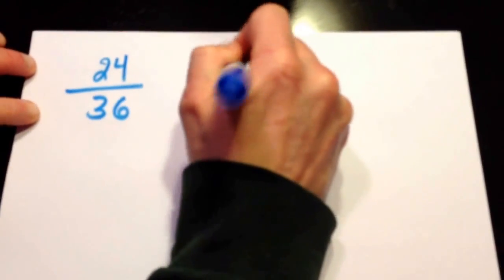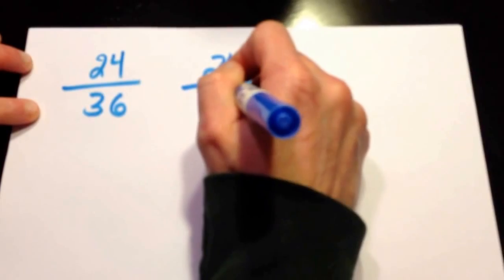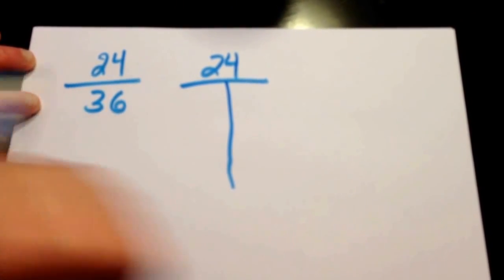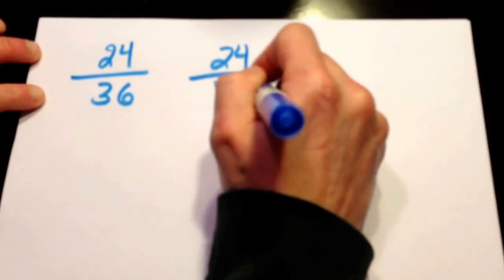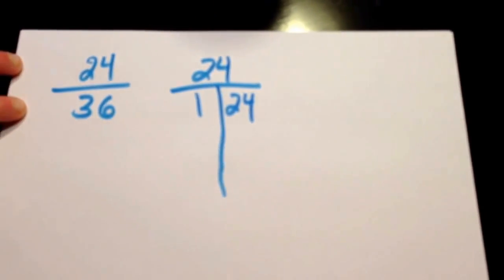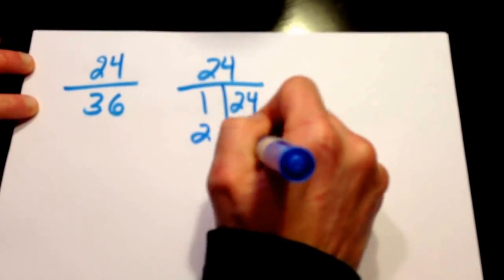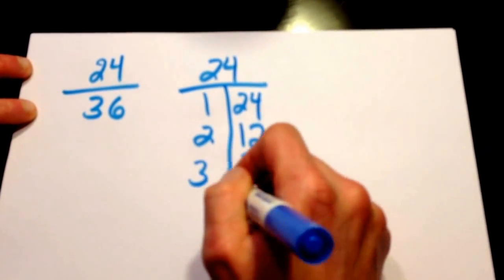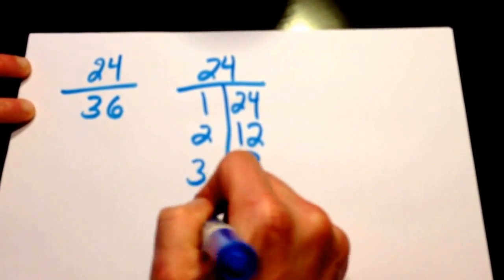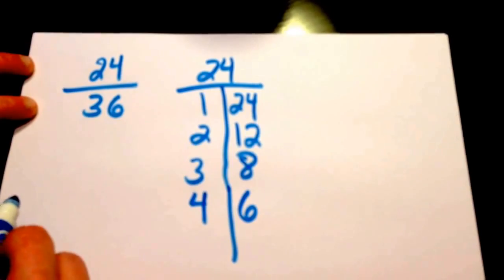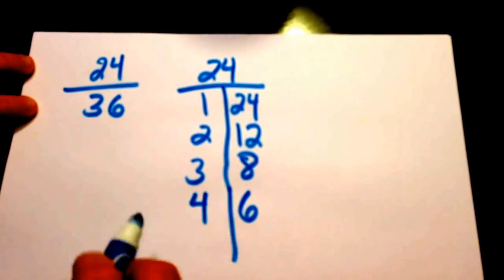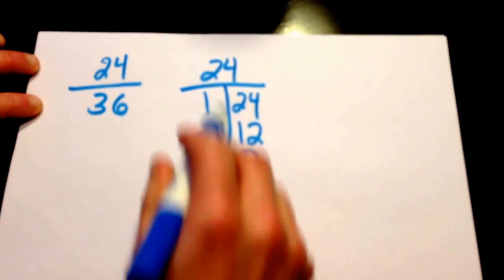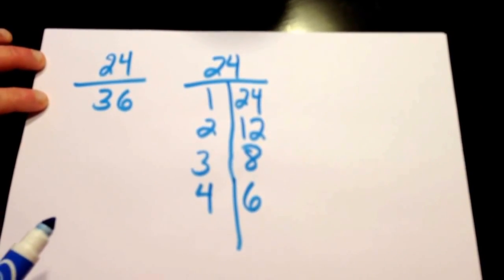Let's start by writing the factors of 24. The factors of 24: 1 times 24, 2 times 12, 3 times 8, 4 times 6. I'm not going to put 6 times 4 because I already have that. I'm not going to put 8 times 3 because I already have that. So these are my factors of 24.